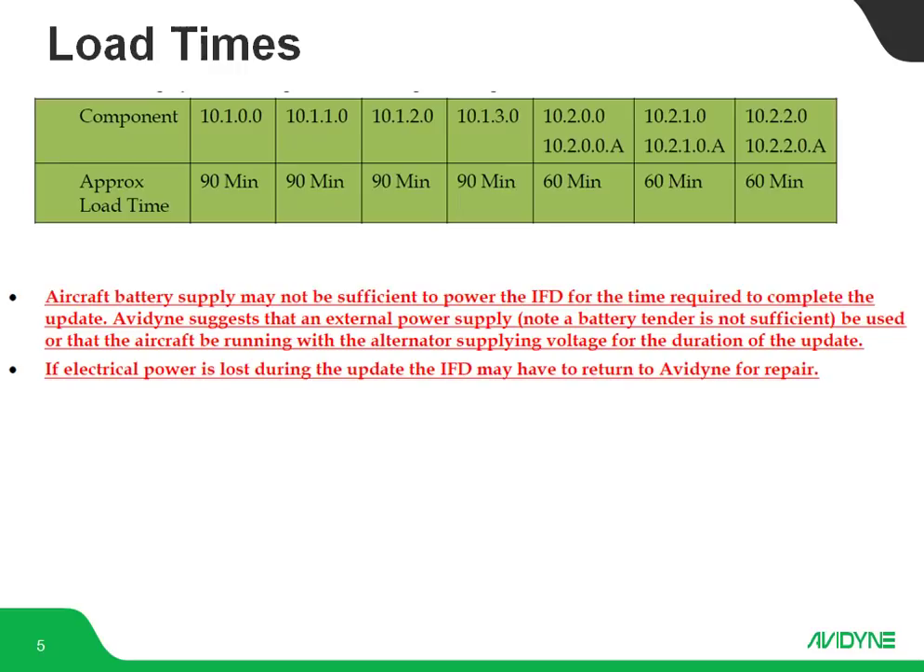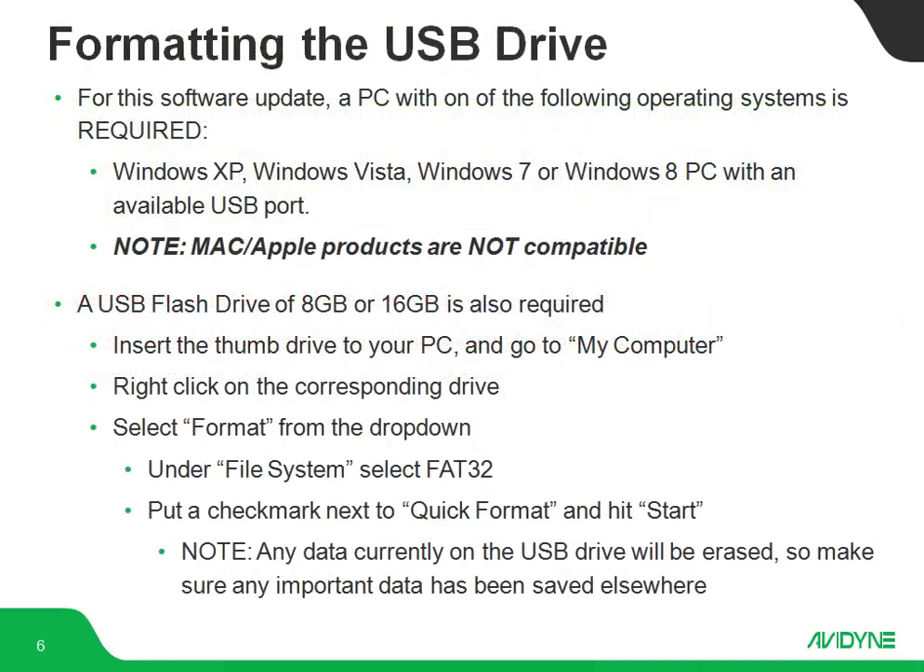That being said, you've been forewarned. Make sure that you've got an external power card hooked up to the aircraft, and we're not killing batteries. Okay. First thing we're going to have to do is format a USB drive.